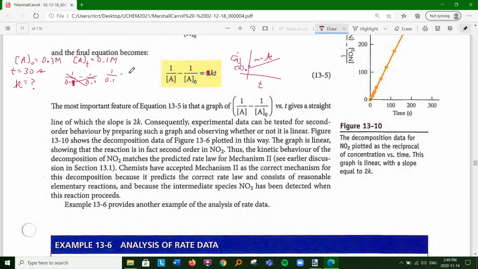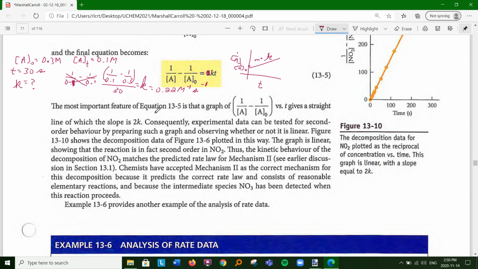1 divided by 0.1 minus 1 divided by 0.3, all divided by 30 is going to equal the rate constant K for second order process. So 1 divided by 0.1 minus 1 divided by 0.3, all divided by 30, is 0.22. And what are those units going to be? Molarity to the -1, second to the -1, right? Because it is a second order process. Okay, so that is an example of using the integrated rate law.